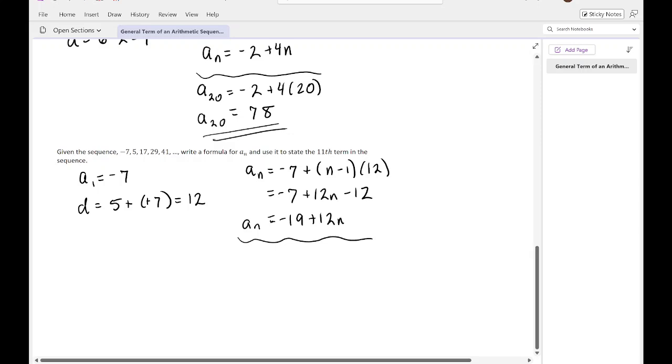And now we're going to find the 11th term. So a sub 11, which makes n 11. So -19 plus 12 times 11. Throw that in the calculator. You're going to end up with 113 for our 11th term. And that's how you find the general term of an arithmetic sequence.